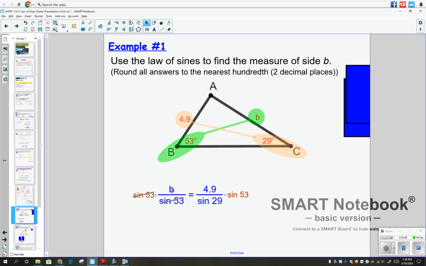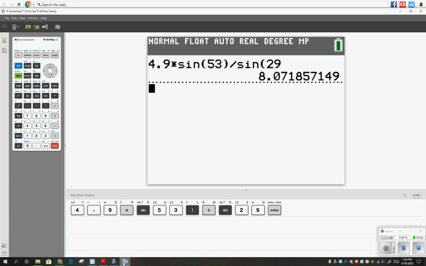They'll cancel on the left. I'm left with B. B equals what? 4.9 divided by sine of 29 times sine of 53, which is very similar to what we typed in before, but they're in a little different order. Do you think it's going to matter?